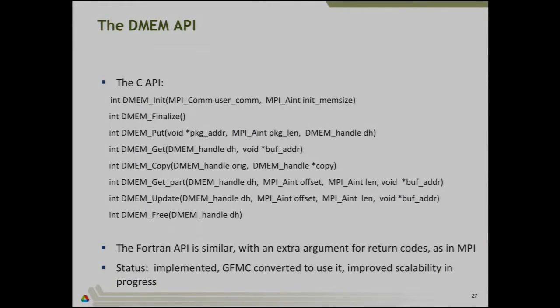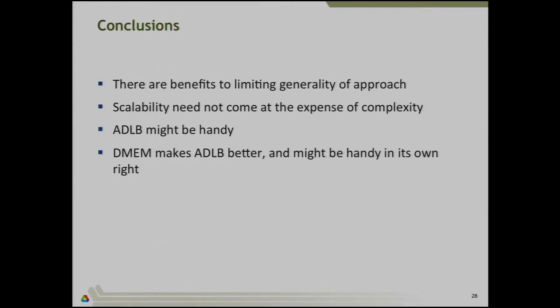Looking ahead, the object size here is an MPI int, which is always a 64-bit integer. So again, it has almost nothing to its API, just the operations I talked about. It also, like ADLB, has a Fortran interface. I always believe that if you write a library, there should be both C and Fortran versions. Okay, so what I'm trying to get across here is there can be great benefits to limiting the generality of approach to solve the problem that you want.